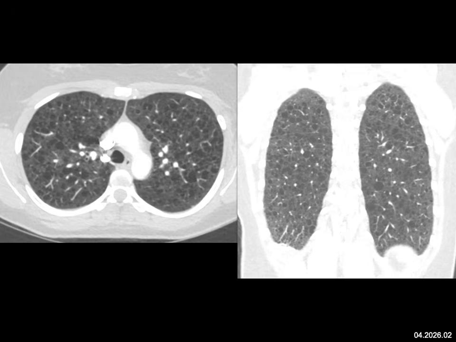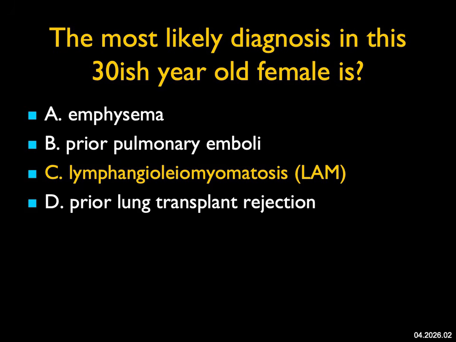This is a classic example of LAM, lymphangiomyomatosis. Classic has cystic spaces in the lung that usually involve from the apex to the bases. Just a very nice example.